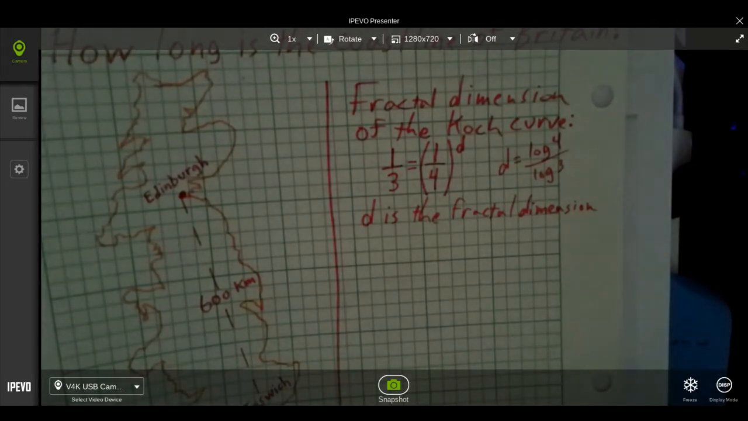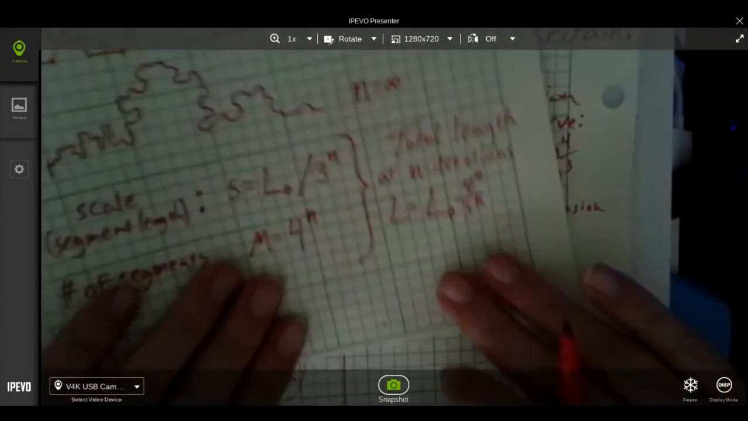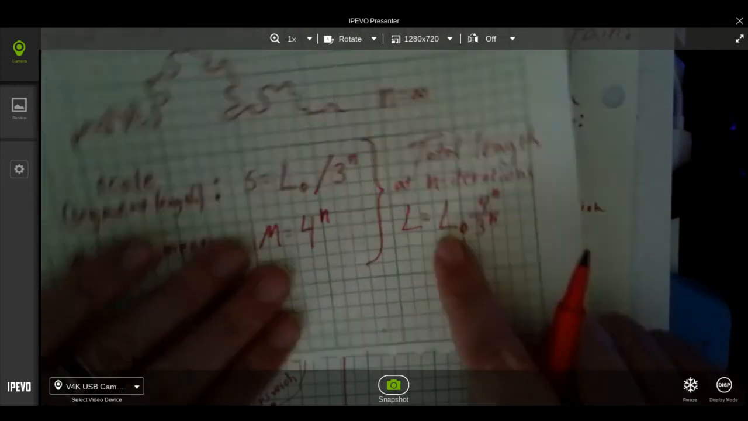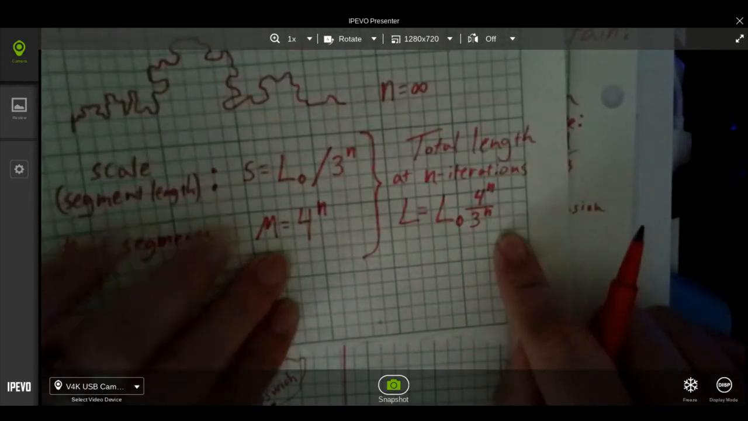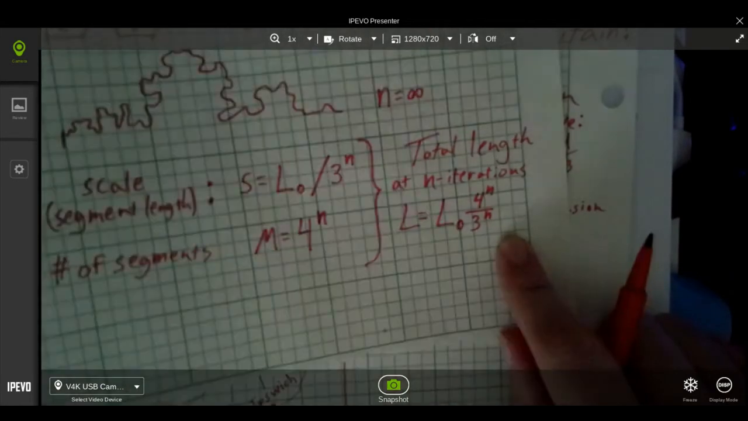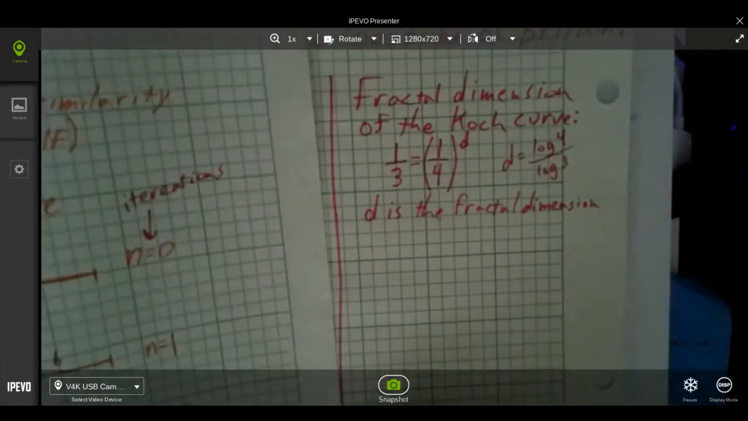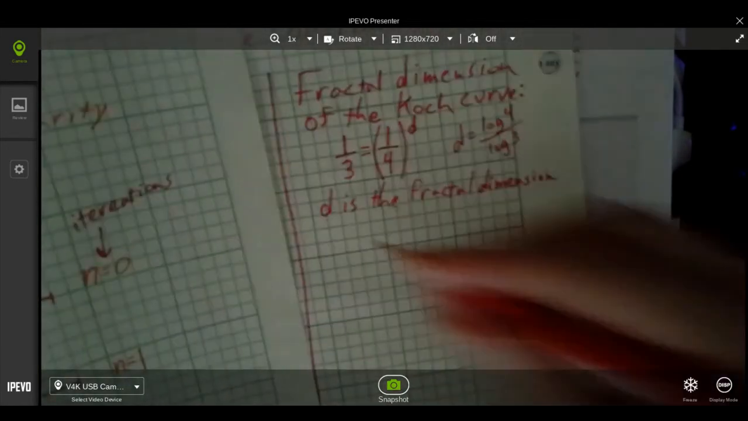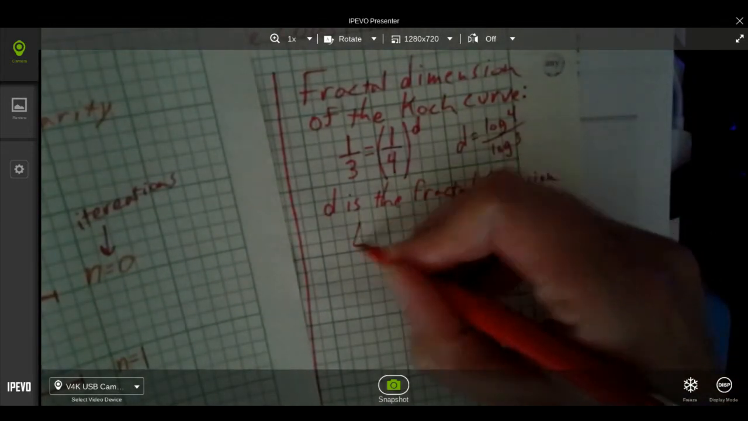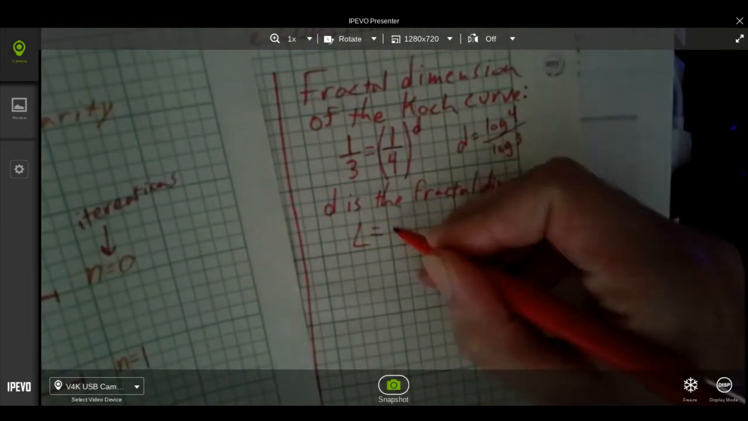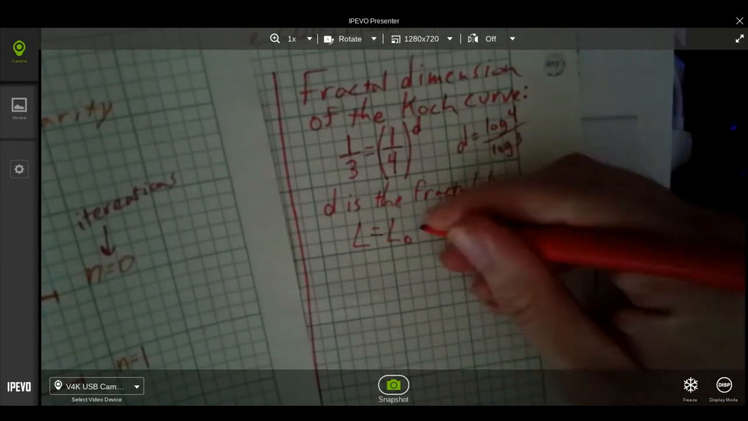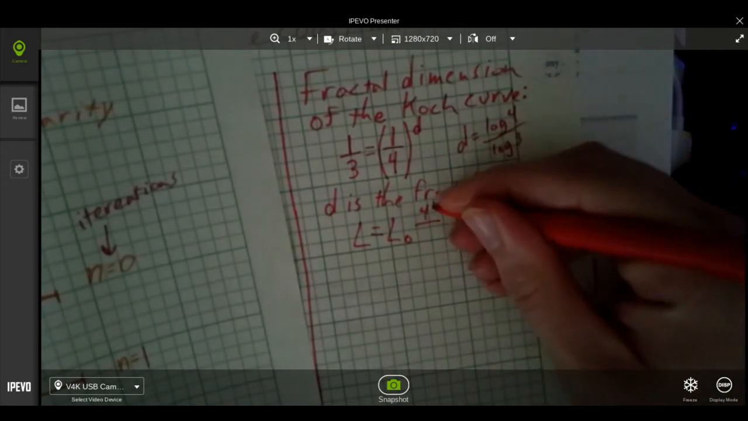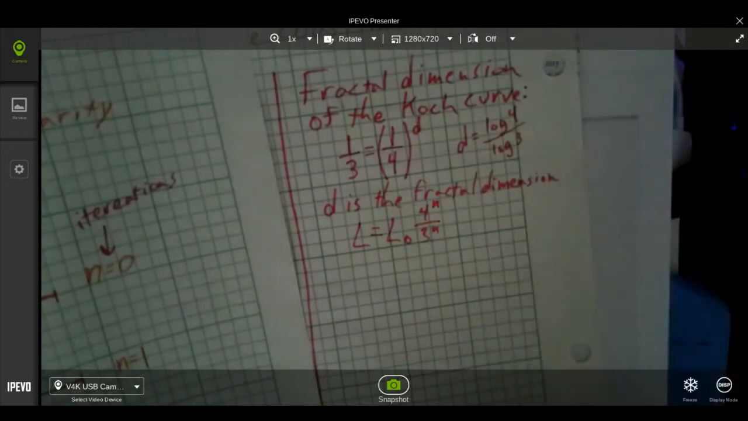And now I need to know a way of figuring out what the length is. So if I look back here, total length for the Koch curve, we had this nice little formula here. This is what you used on the last homework. All right, so if I'm going to use that formula, it's L equals L naught times 4 to the n over 3 to the n.